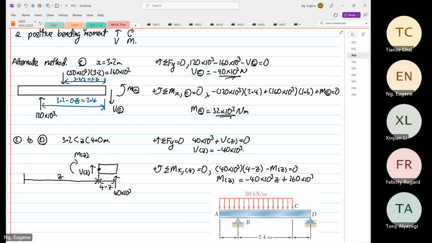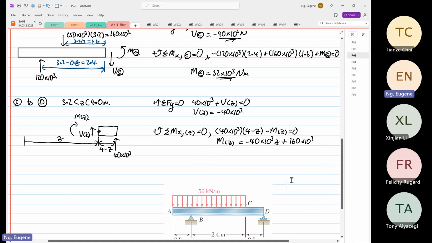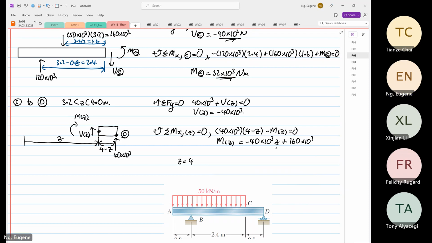Okay. So how do you know that this moment is correct, right? So when you substitute z is equal to 4, the whole equation has to be equal to 0. Which is exactly at point where? At point D, right? So when you substitute z is equal to 4, you have minus 40 times 10 to the power 3 multiplied by 4 plus 160 times 10 to the power 3. The whole thing is equal to 0 and it's correct. This is how we check.